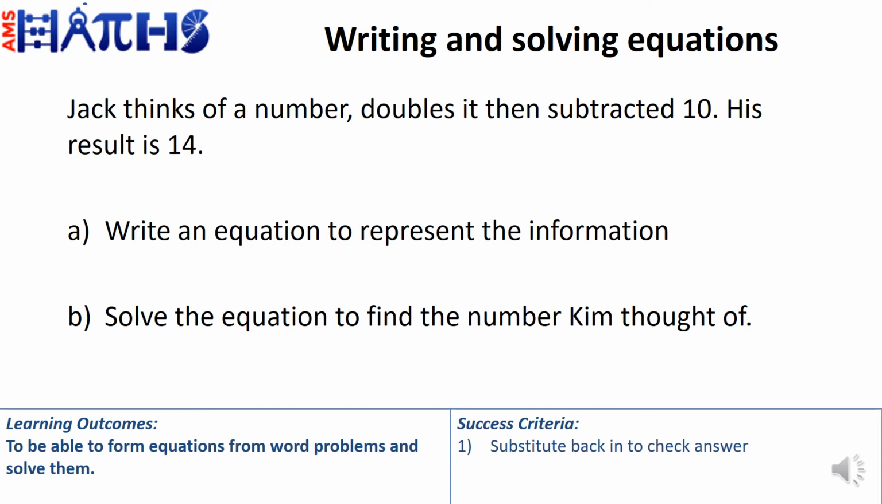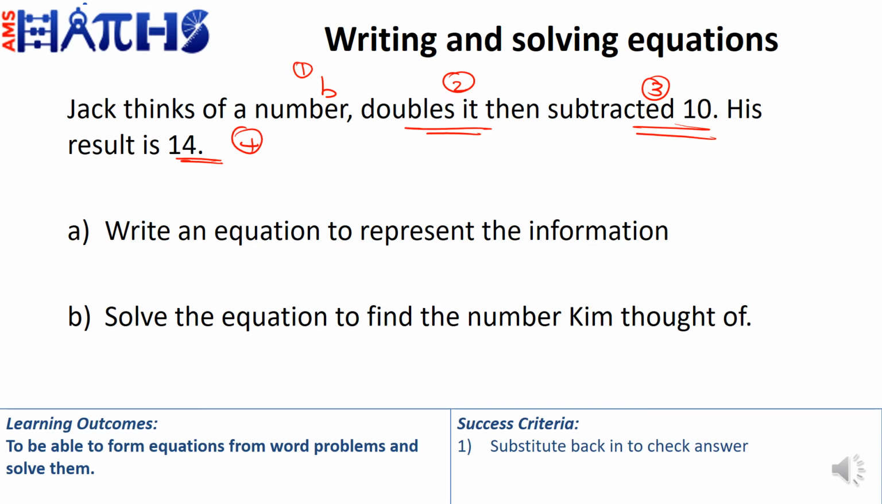Okay, so it says Jack thinks of a number. Say the number is B. So that's the first thing. He doubles it, which is the second thing. Then subtracted 10, which is the third thing. And his result is 14. So that's the fourth thing.